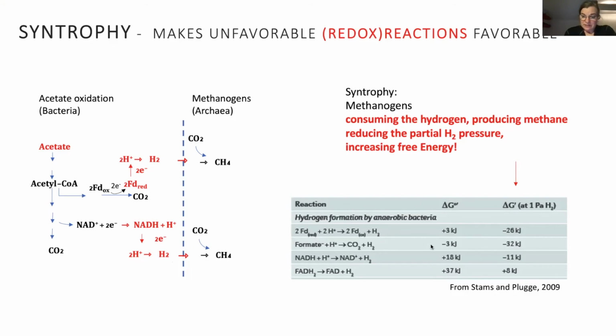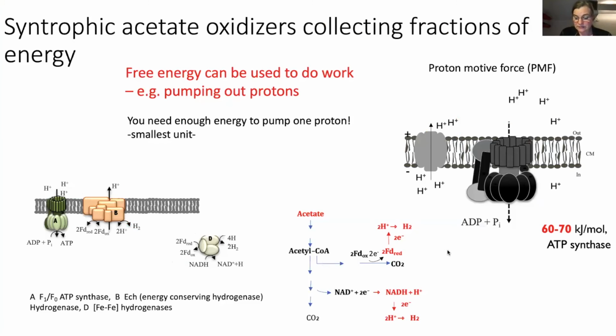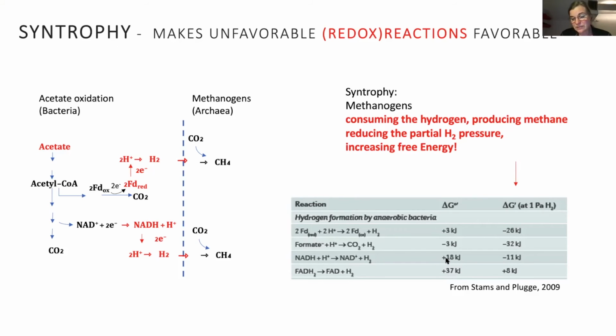And when you look at this table, this is actually what happens in syntrophy. This is the free energy you get from oxidizing ferredoxin, and this from NADH. So this is positive, close to zero. This is even worse, it has an even higher positive value. But when the partial pressure of hydrogen goes down, if you reduce the hydrogen more and more, which is done by the presence of the methanogens, then it becomes negative, and then there's suddenly energy in the system.